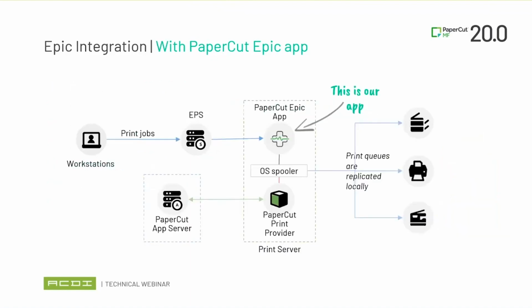the environment. As you can see from this diagram, the EPS server forwards jobs to a Windows server. The PaperCut Epic app is installed on that server to intercept the job in order to tag it appropriately. Now, we're able to use all of the PaperCut features in an Epic environment, like secure release and find me printing, all tracked easily in the PaperCut server by using replicated queues on a local print server.